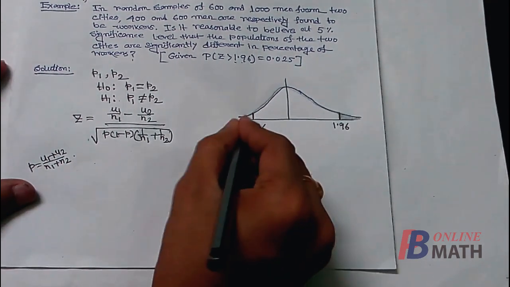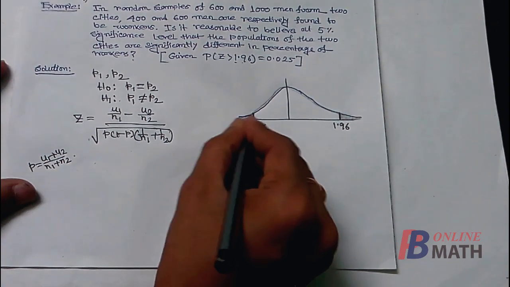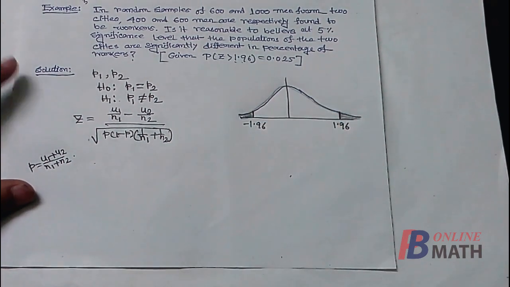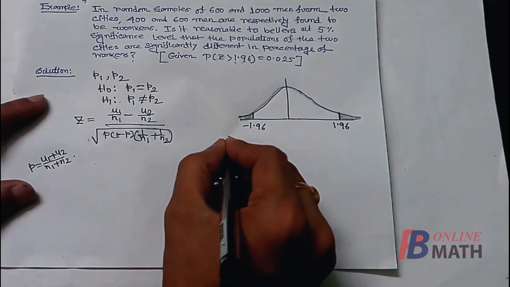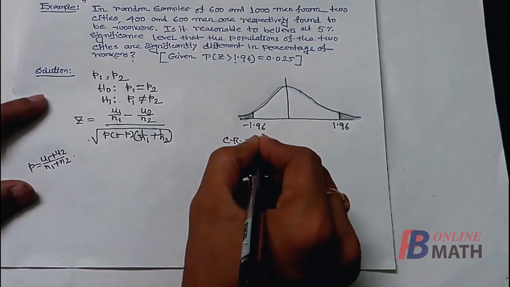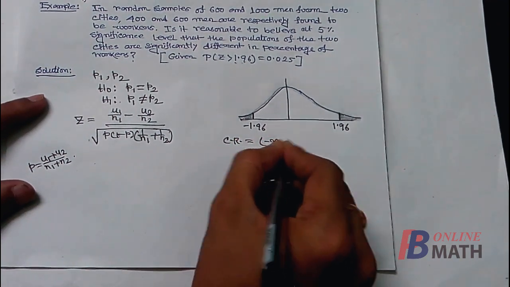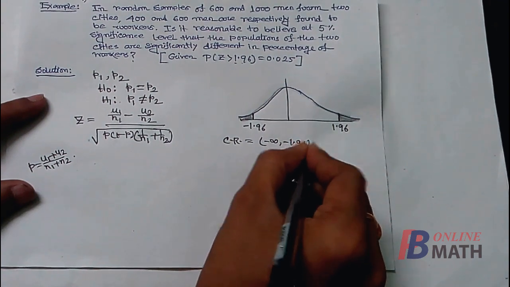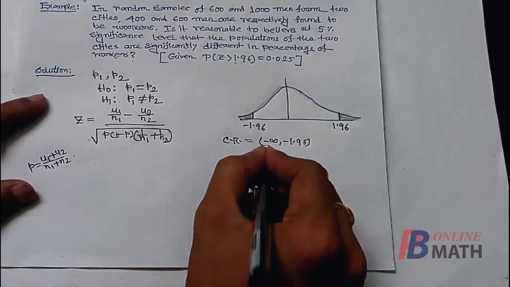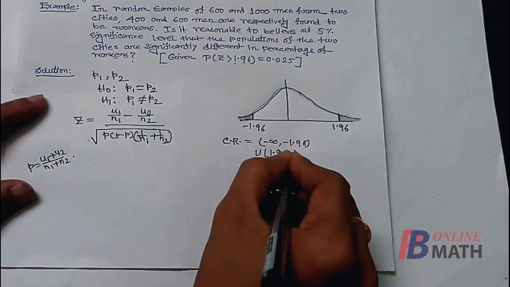So these are the critical regions. These two regions combined form the critical region. So we write the critical region is between minus infinity to minus 1.96 union 1.96 to plus infinity.